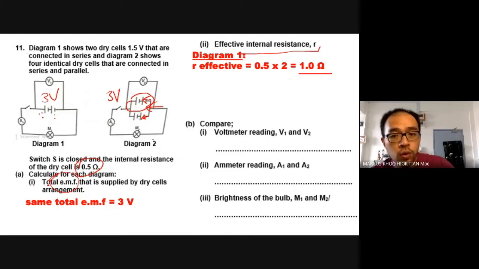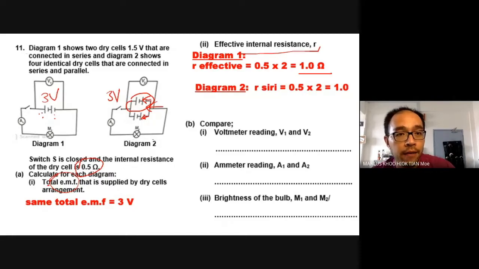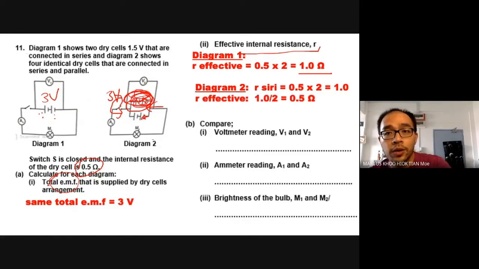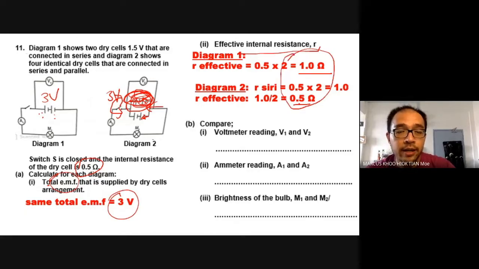In diagram 2, because they are arranged in parallel, every set is 1 ohm, but because they are arranged in parallel, you will get 1 over 1 plus 1 over 1 equals 2, which 1 over 2 will give you 0.5. So the total effective resistance is 0.5. Now, remember the situation we talked about at the start of the class. The EMF is the same, the internal resistance is different. This one anybody can do.